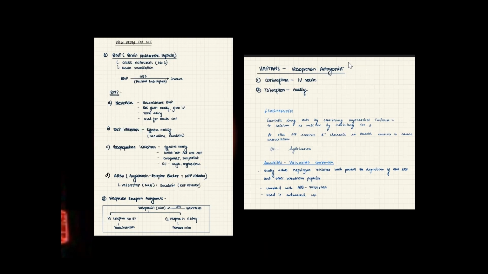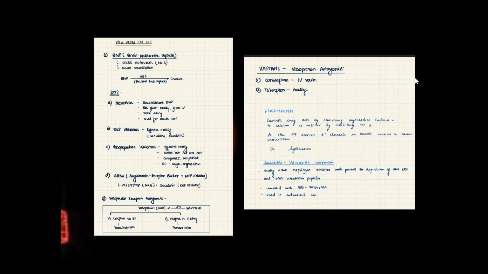Next, you have the angiotensin receptor blocker and NEP inhibitor combination. Valsartan is an angiotensin receptor blocker, whereas sacubitril is an NEP inhibitor. Secondly, you have vasopressin receptor antagonists. Vaptans cause an increase in urination and vasodilation. Under vaptans, you have conivaptan, which is given intravenously, and tolvaptan, which is given orally.